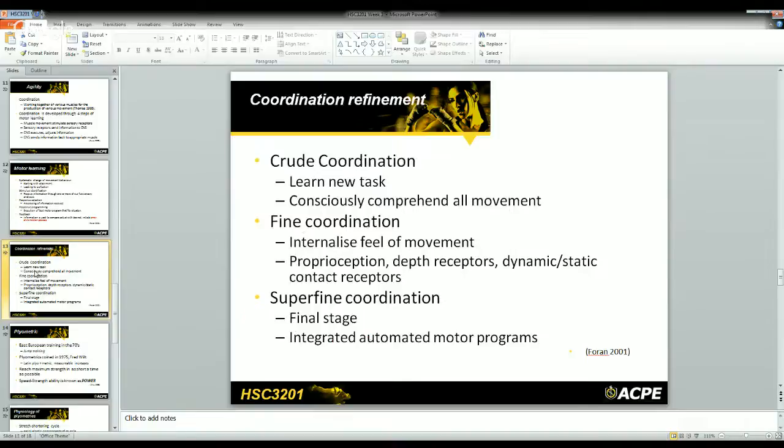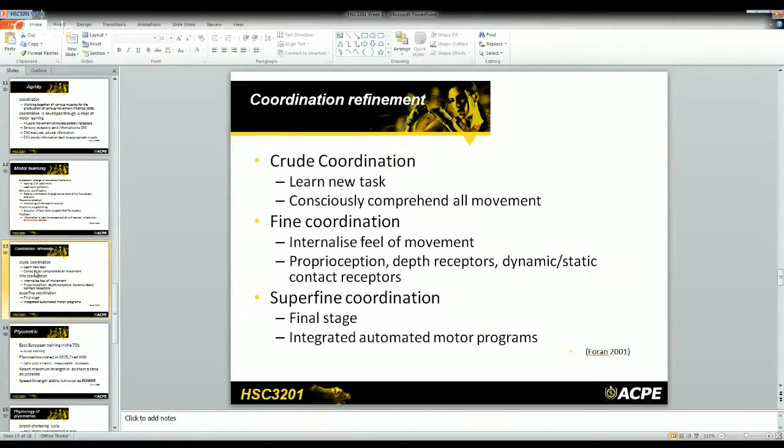The recruitment, first of all, is crude. You're learning a new task, you consciously comprehend all movement. Anyone who's tried to learn a new dance step or any dancing whatsoever knows that, and you're taking these big steps and you're a bit slow and you make the odd mistake. As you gradually get the feel for the movement, you will start understanding and the body will start reacting to it through proprioception and its depth receptors and the receptors, whether they be dynamic or static.